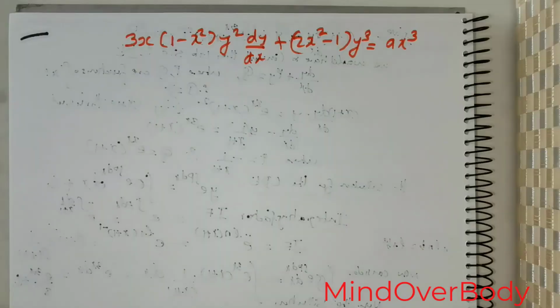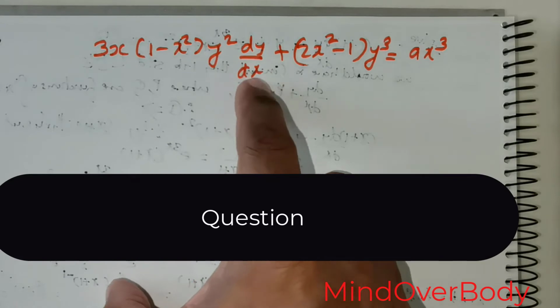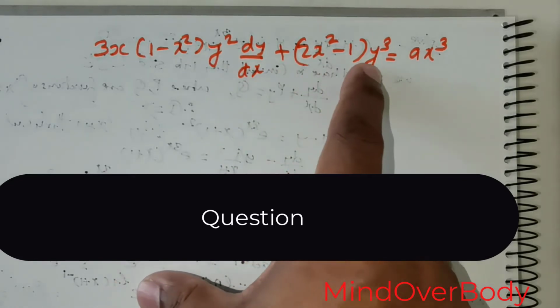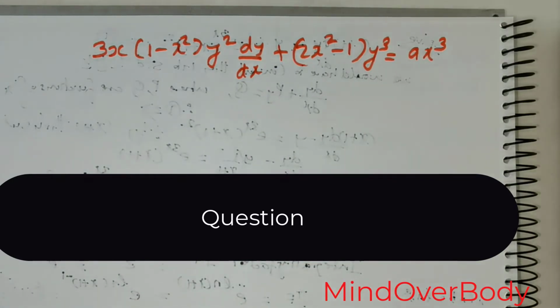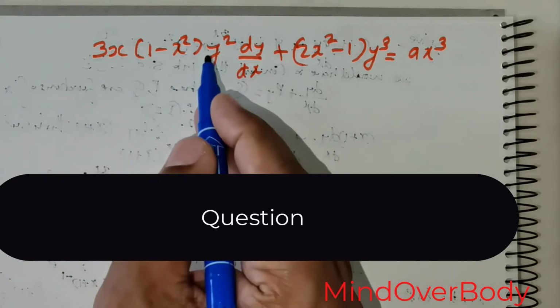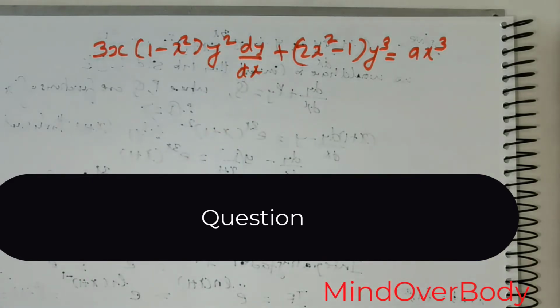Students, we are given a question: 3 times x of 1 minus x squared times y squared times dy over dx plus 2 times x squared minus 1 times y raised to the power of 3 is equal to ax cubed. Now in this original fashion, if someone were to ask you, is this an LDE, a linear differential equation, obviously your answer would be no. Why? Because we got y squared as a product multiple with the differential coefficient, right? So this is the exact definition that we started off with.